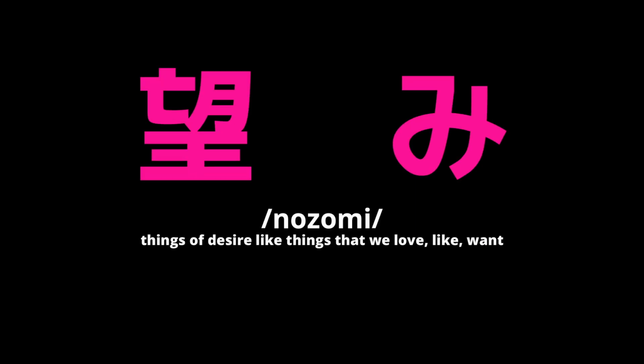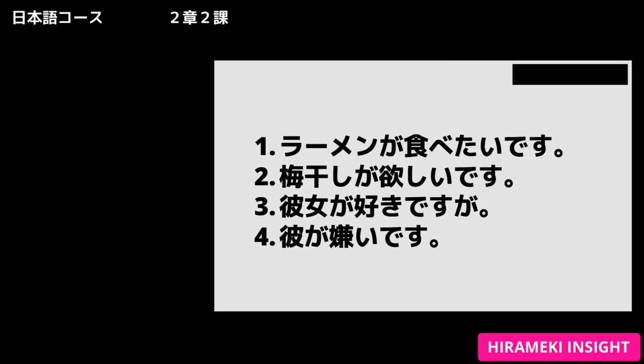Now let's look at different uses that we also have. Ga is used in situations of things of desire, like things that we love, like, or want, and in addition to that, things that we don't like. So for example, we have certain grammar in the Japanese language, tabetai desu, which means I want to eat.